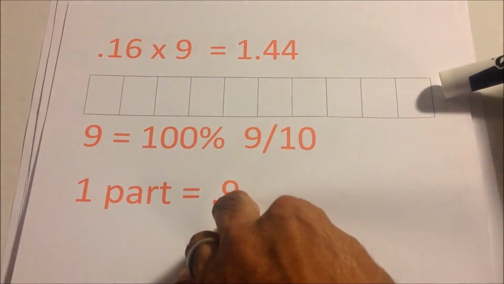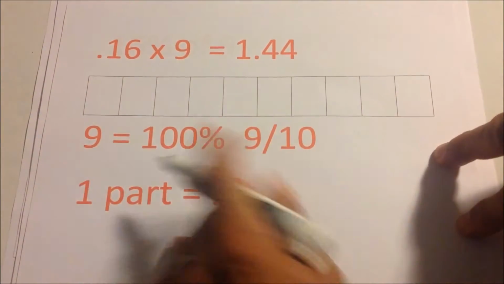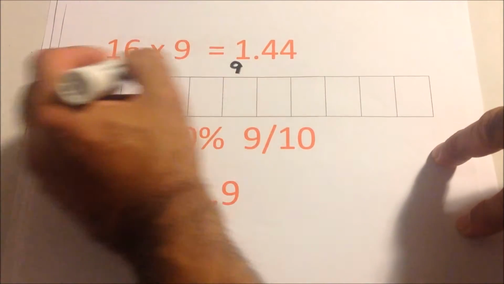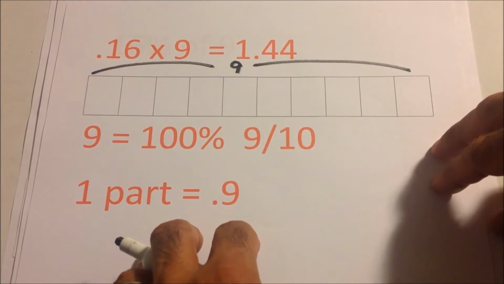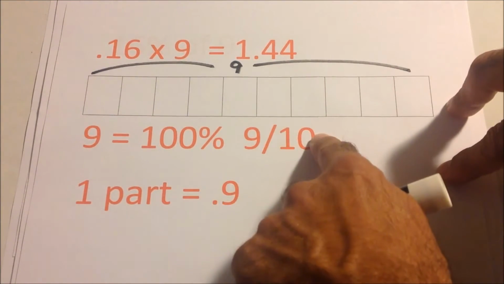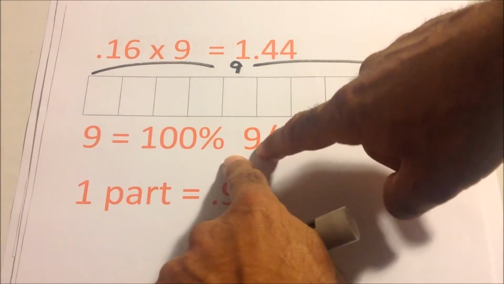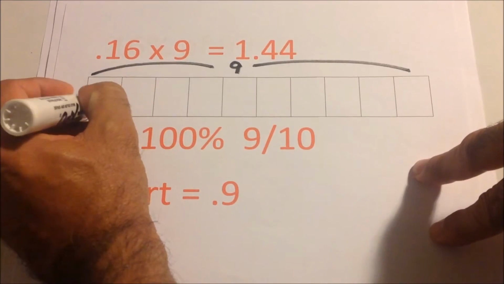Here's our 10 boxes. They all make 100%. And the total is 9. So all these boxes have to total to 9. So it's the total divided by 10. It's not 10 divided by 9. It's 9 divided by 10. So one part is 0.9.